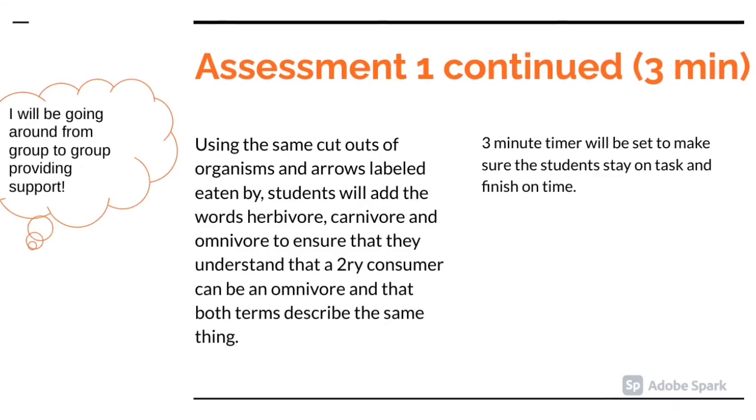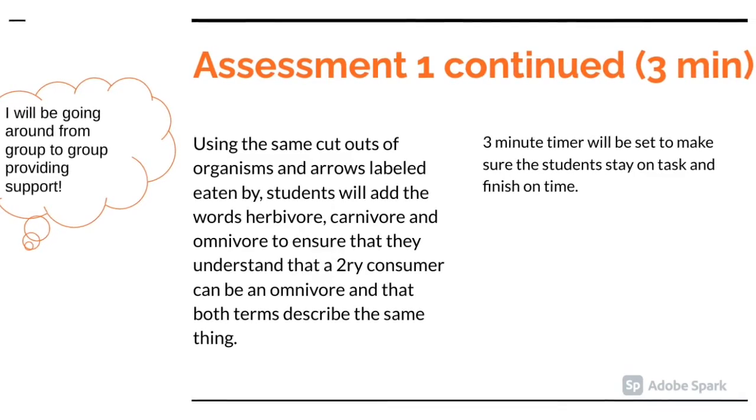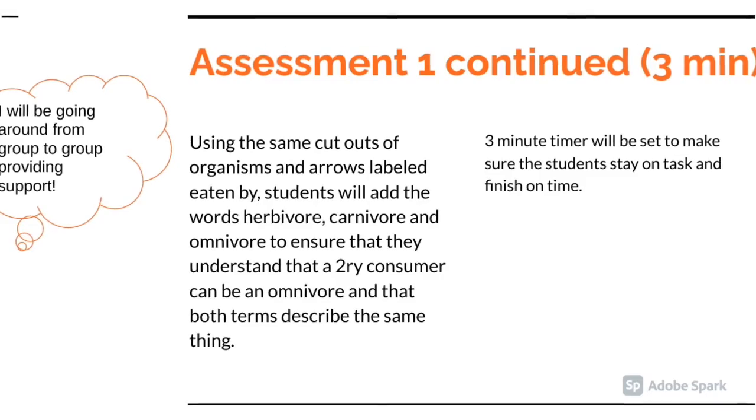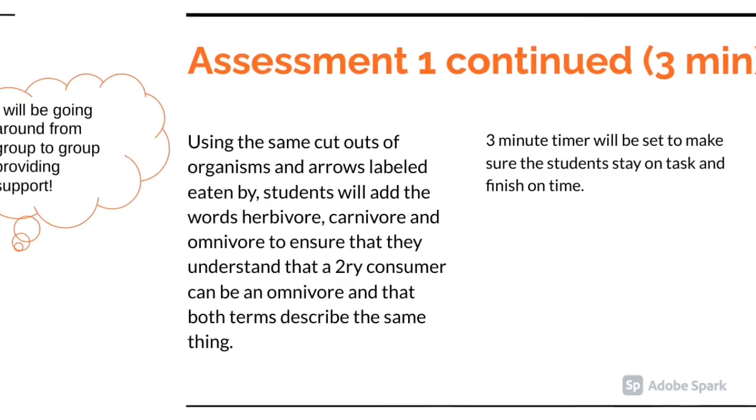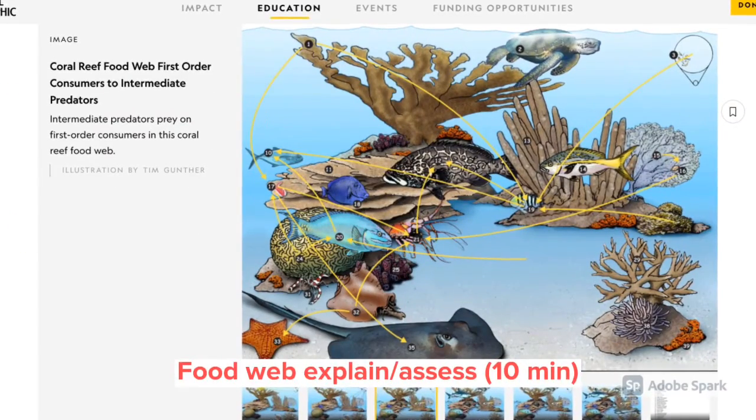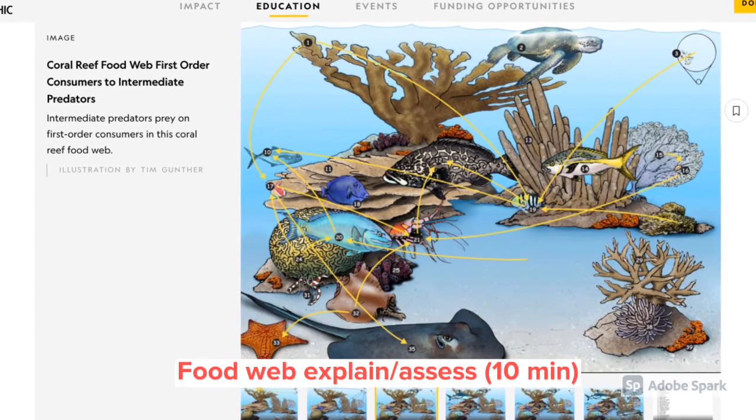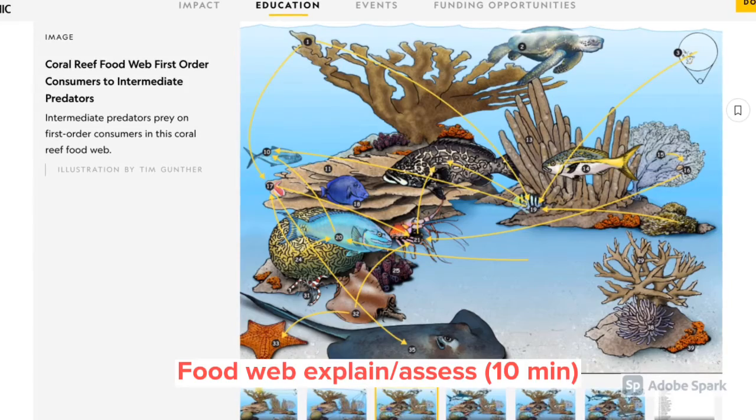After that, they go back to their previous assessment for no more than 3 minutes. They add the primary, secondary, and tertiary consumer. They say, is it herbivore, carnivore, or omnivore? Once students have fully grasped the idea of food chains and herbivores and carnivores and producers and all that, we move on to food webs.